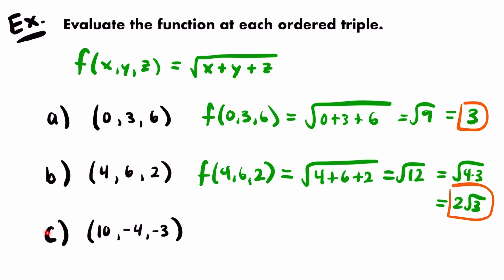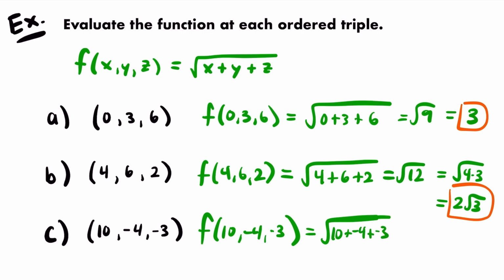Okay, so now let's move on to part C, our final ordered triple, where we have 10, -4, and -3. So 10 is the x value, -4 is the y value, and -3 is the z value. And so if we evaluate it on our function, we'll have f of 10, -4, -3, which will be equal to the square root of 10 plus -4 plus -3.